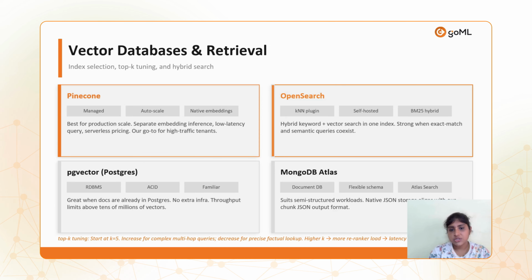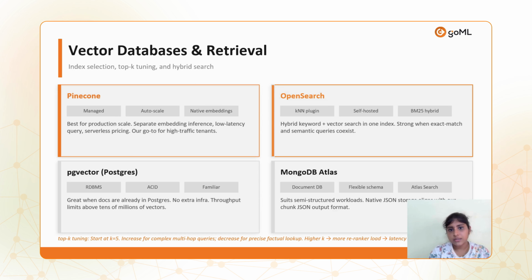When it comes to OpenSearch, it is preferred when you need hybrid search, like combining keyword matching with vector similarity in a single query. So when our workload has both keyword sensitive and semantic query based searches, then the OpenSearch KNN plugin can give that.